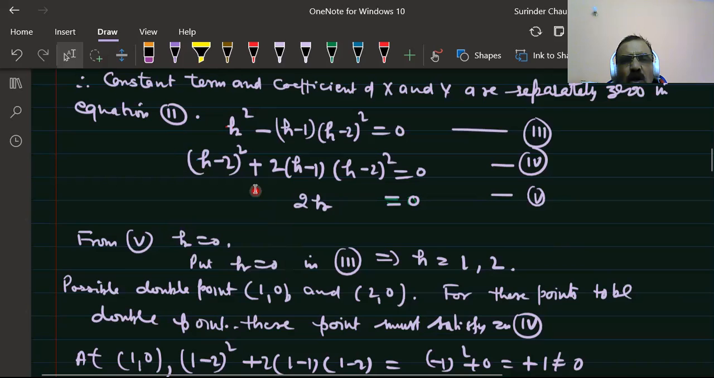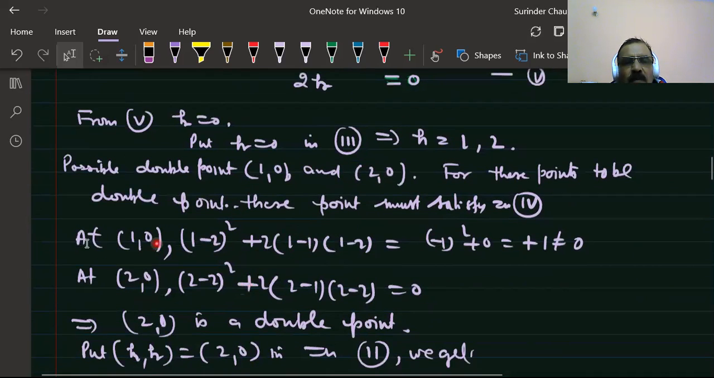If k = 0, put k = 0 here and from the third equation we will obtain two values of h: for this equation to hold true, h = 1 and h = 2. Now the possible double points are (1, 0) and (2, 0). For these points to be double points, these ordered pairs must satisfy the remaining equation, the fourth equation. Substitute the values in the fourth equation. At (1, 0), it is not 0, so (1, 0) is not a double point. At (2, 0) the equation is satisfied. So (2, 0) is the only double point.